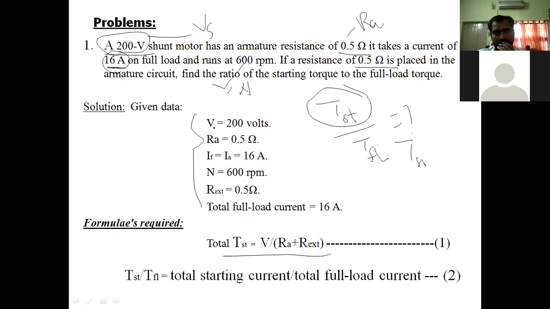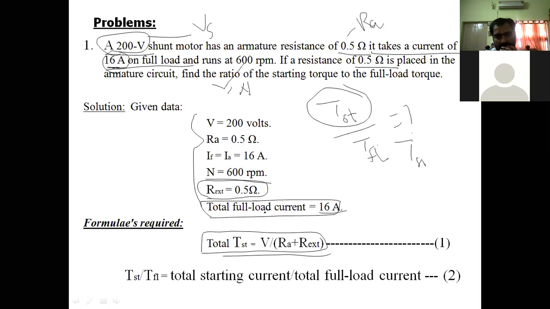Please check it out. V is the supply voltage, Ra is the armature resistance, Ia is the armature current, 16 amperes, running at a speed of 600 RPM. This is the external resistance connected in the armature circuit, that is 0.5 ohms, and the total full load current is 16 amperes, because he has mentioned in the problem that it takes a current of 16 amperes on full load. So please place these values from your given data and tell me what value you have got for the starting torque. Please put your answers in the chat box.